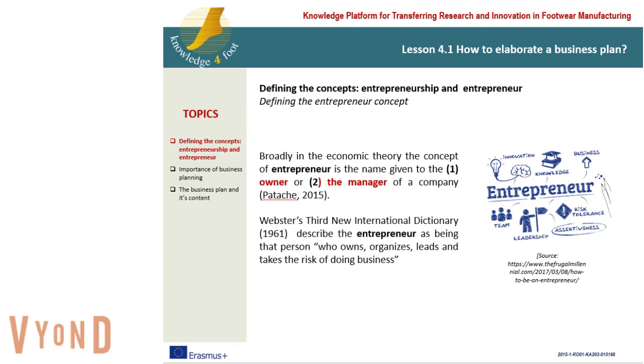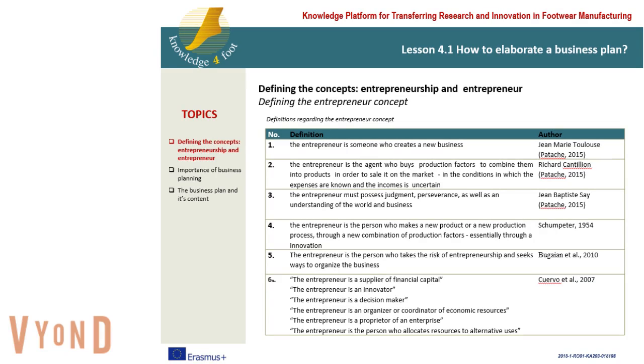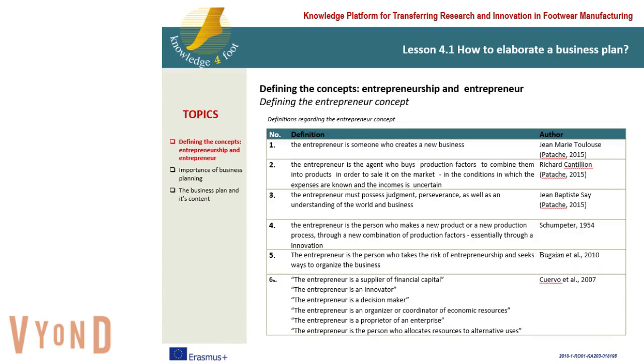Entrepreneur is the name given to the 1. owner or 2. manager of a company. Webster's Third New International Dictionary, 1961, described the entrepreneur as the person who owns, organizes, leads and takes the risk of doing business. Other definitions you may like more. The entrepreneur is someone who creates a new business. The entrepreneur is the agent who buys production factors to combine them into products in order to sell them on the market, in conditions in which the expenses are known and the incomes are uncertain.